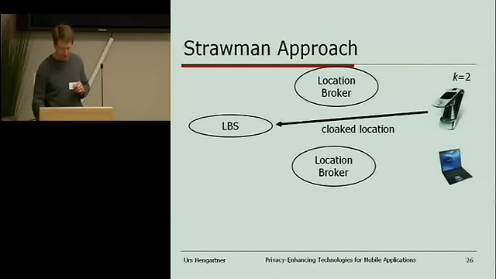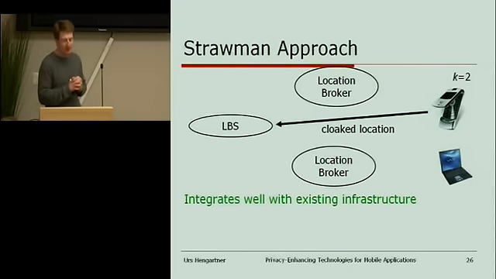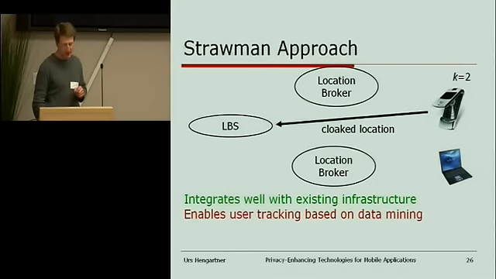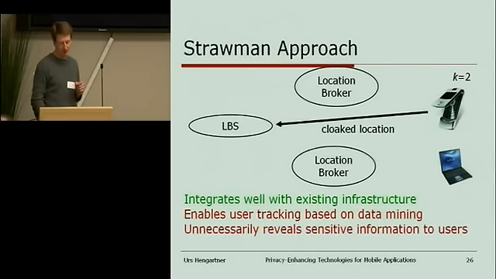This works. The big advantage of this solution is that it integrates really well with existing infrastructure. Again, think of the location broker as being a cell phone provider. But there are some drawbacks. It might be possible to track users based on data mining, right? The easiest case is you learn that there is one user in a particular cell and there is nobody in the surrounding cells, and so now you might be able to track a person if this person leaves the cell. So this is a potential problem.